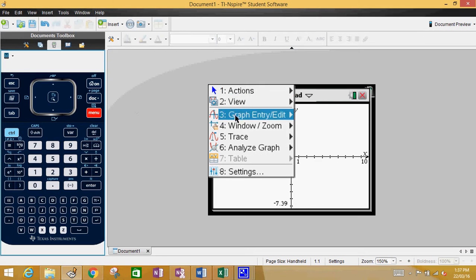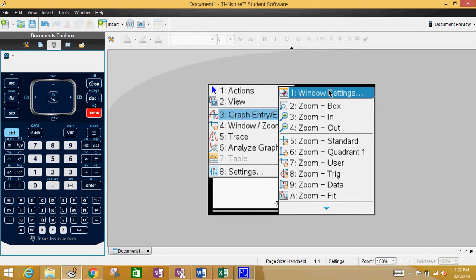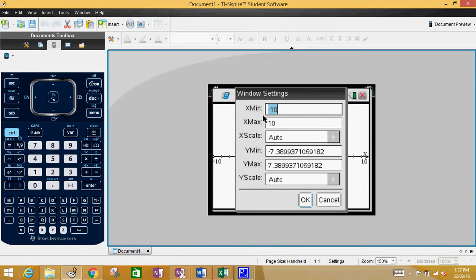Other stuff you'll be doing is window zoom. This is so that you can change the x-axis and y-axis to your settings. Standard is how it looks when you buy the calculator. You can fit it towards your function that you've just created. Or the window settings, where you can input what you want the x values and y values to be.